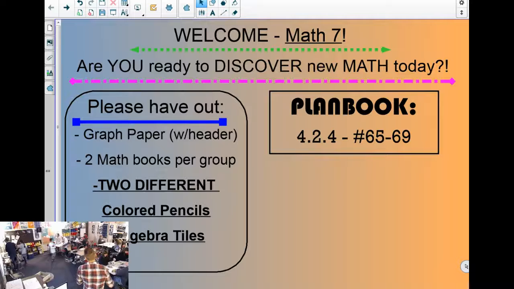Now, if you have multiple bags of algebra tiles at your desk, please try not to mix the bags. So if you share as a pair, please don't try to mix with the other pair at your table groupings. So, thank you very much.